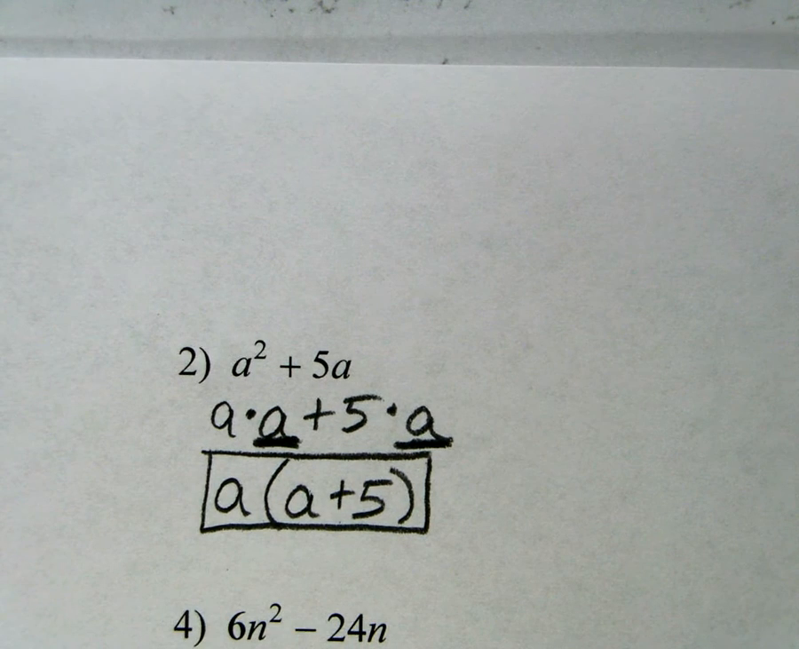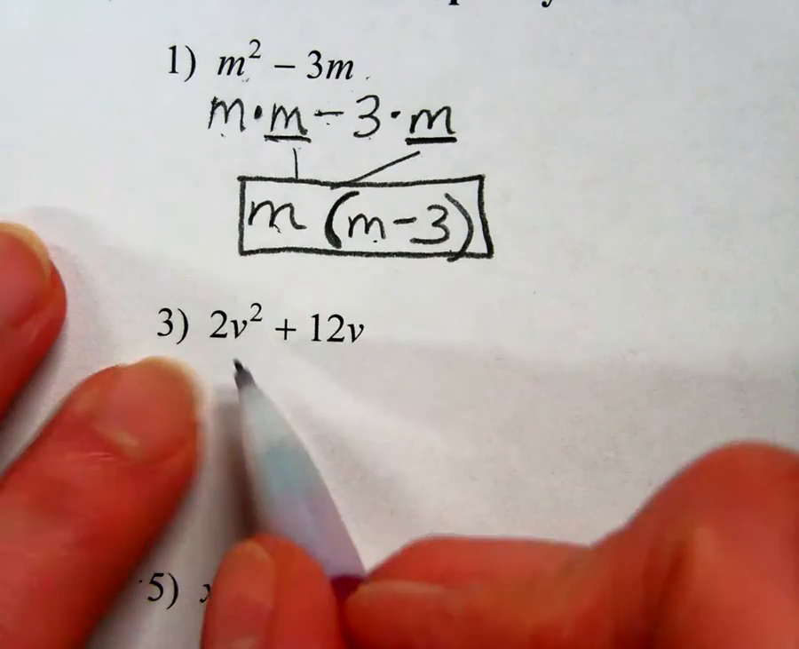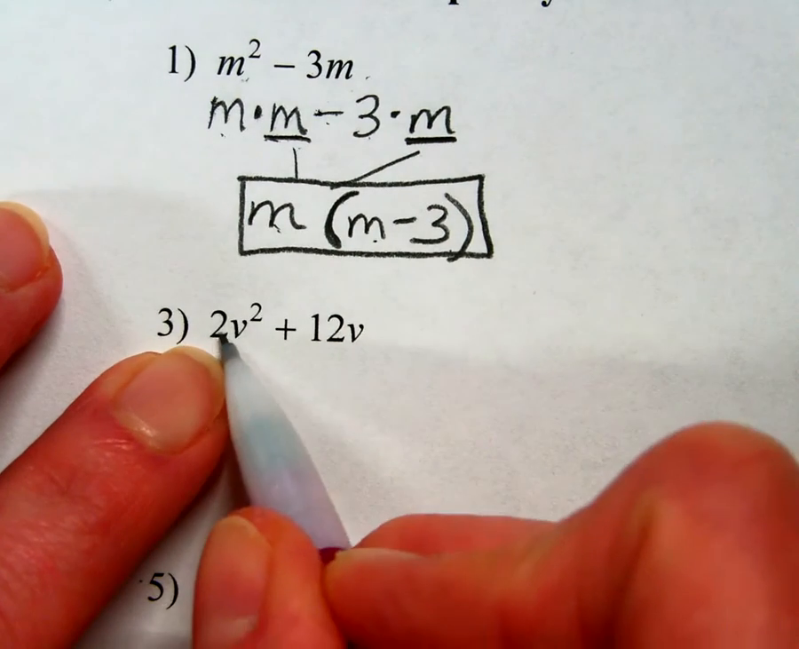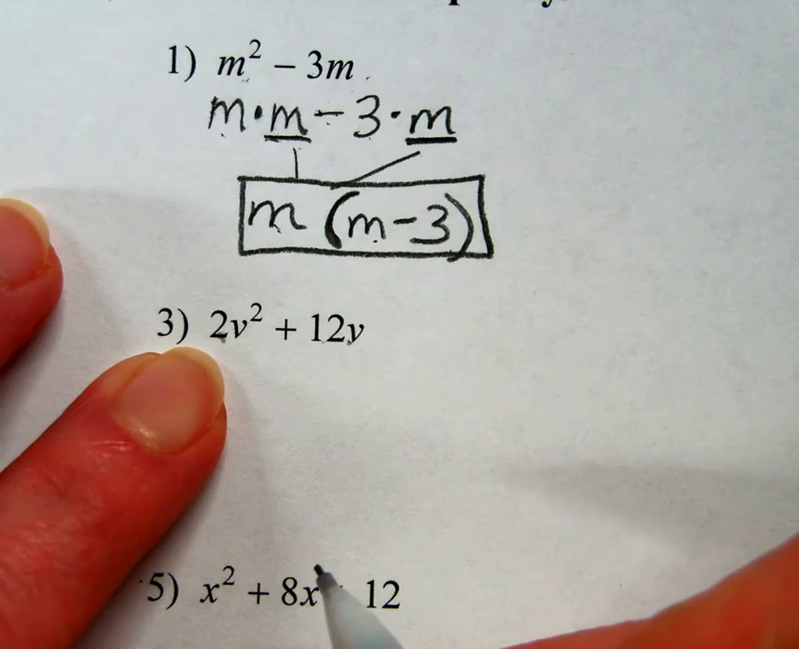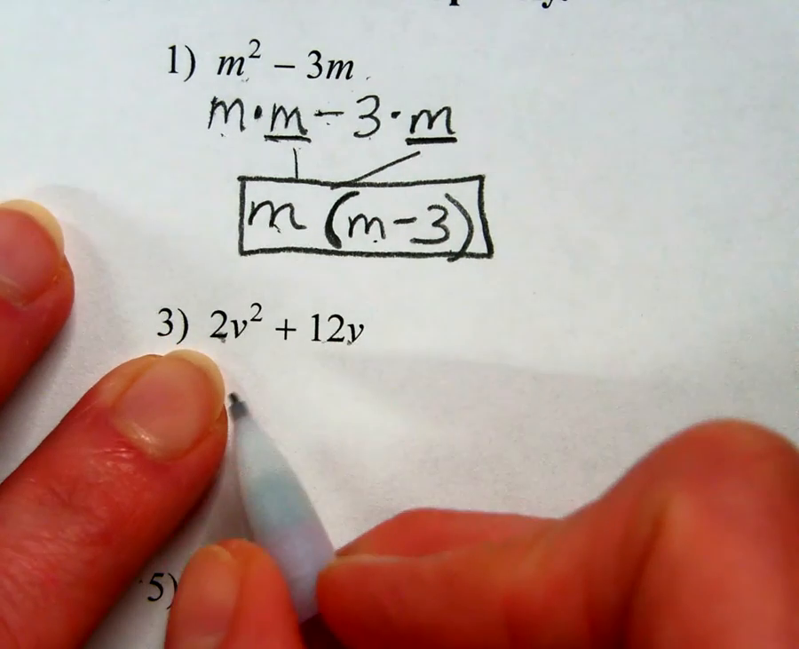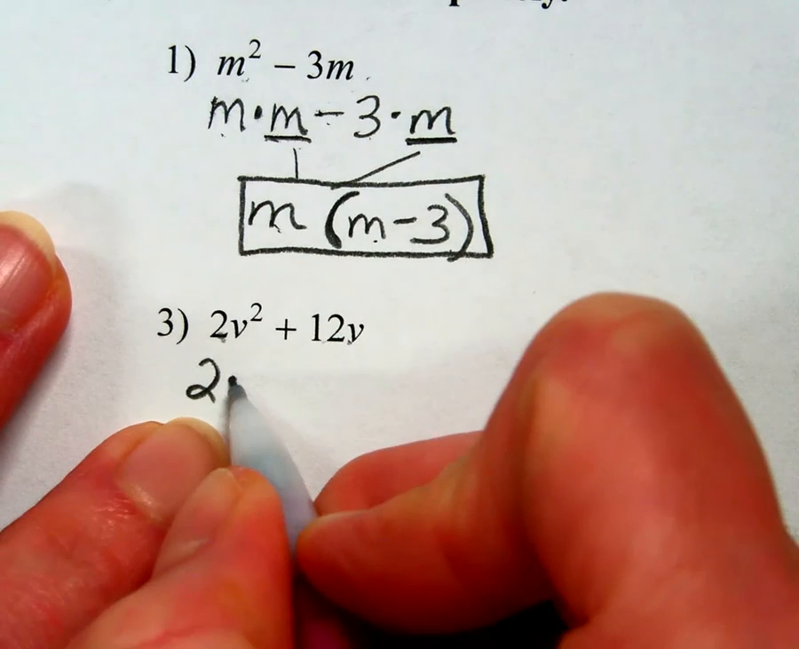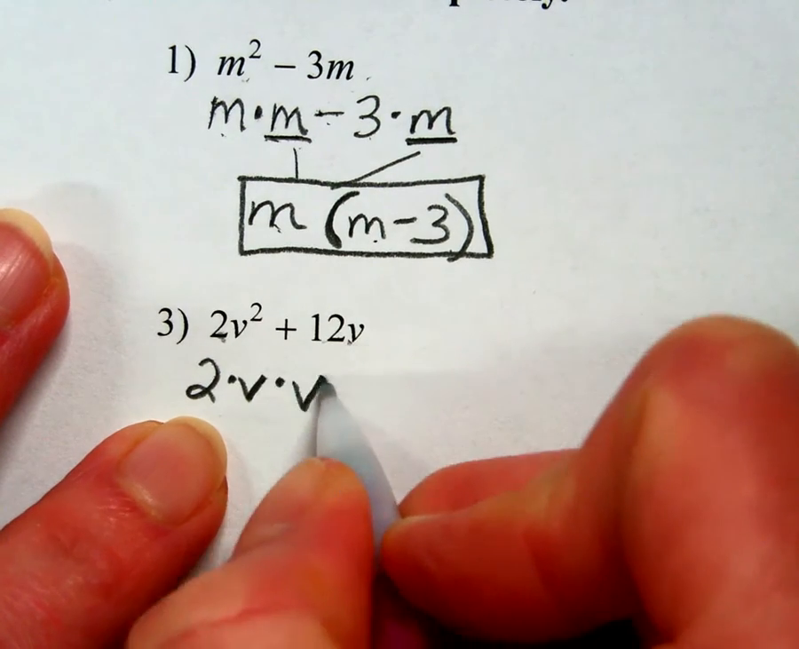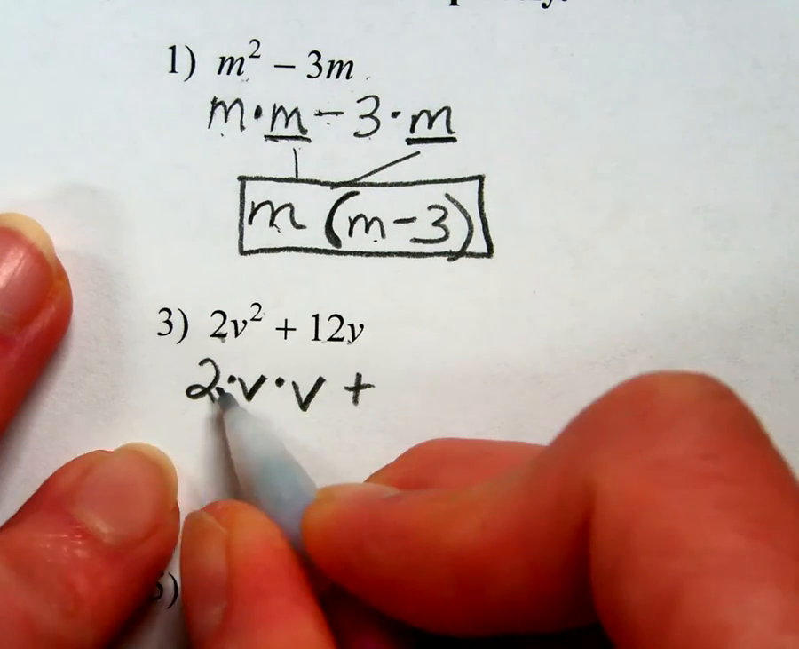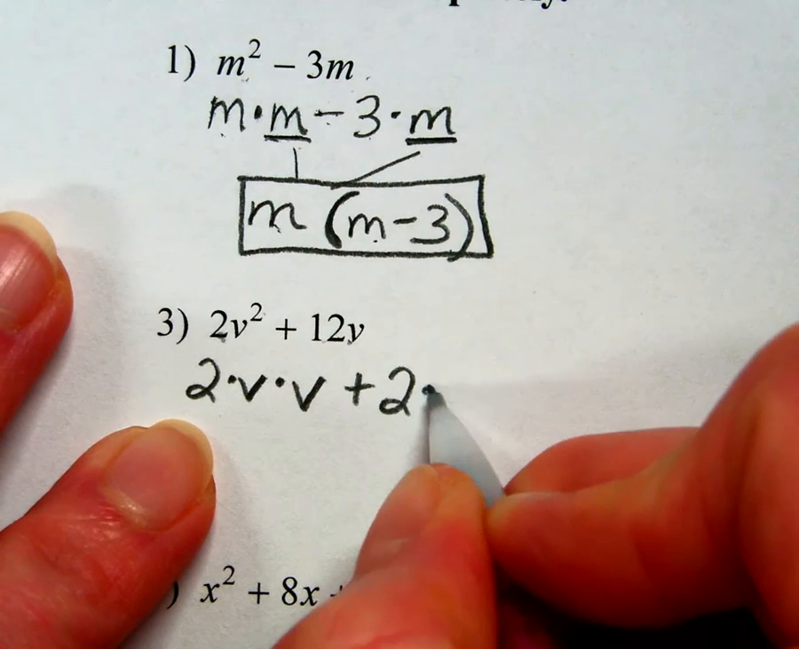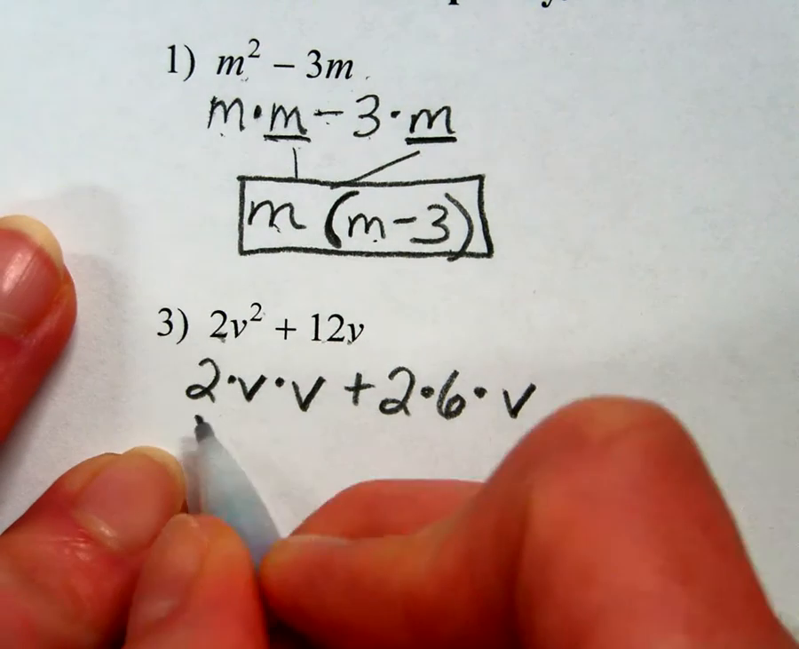Okay, let's take a look at number 3. On number 3, we have coefficients on both of our terms. I've got 2 and I've got 12. I know that 2 goes into 12, so when I write this out, I'm going to write it with a 2 in both terms. The first term I can write is 2 times v to get the v squared. And then I'm going to write 12 in terms of 2 also. I'm going to write it as 2 times 6 times v.